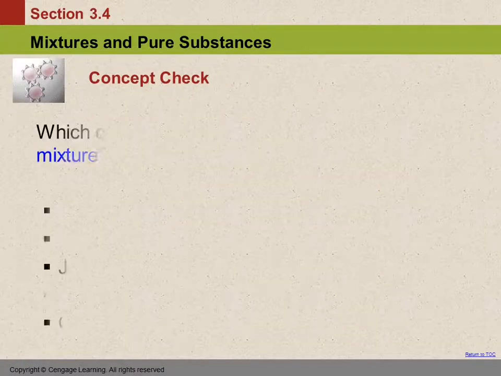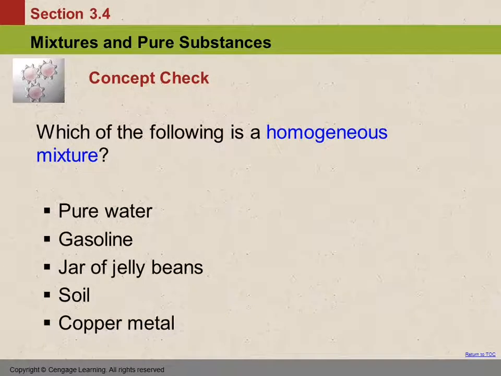So we need to be able to identify whether these things are homogeneous or heterogeneous. So which of the following is a homogeneous mixture? Pure water. It's homogeneous. Is it a mixture? No, it's a pure substance. So that was a tricky question, huh? It's homogeneous, but it's not a mixture. So that's not a homogeneous mixture.